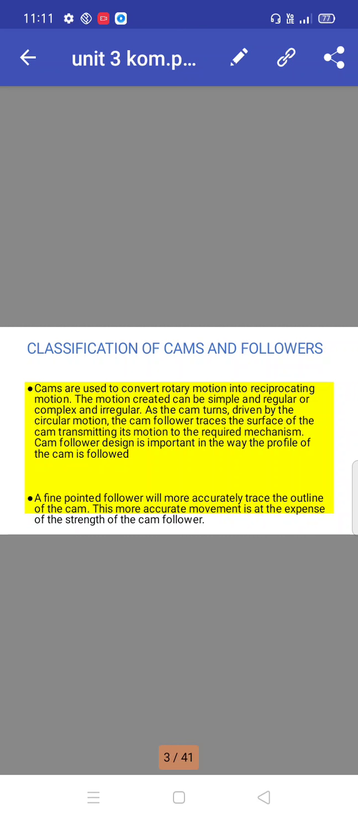Cam follower design is important in the way the profile of the cam is followed. A fine pointed follower will more accurately trace the outline of the cam. This more accurate movement is at the expense of the strength of the cam follower.